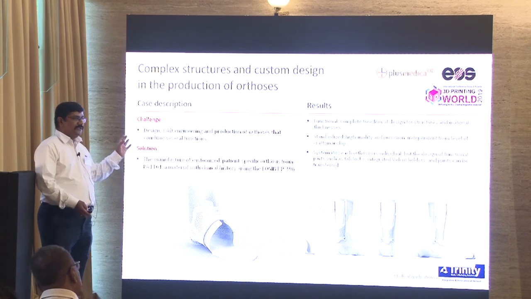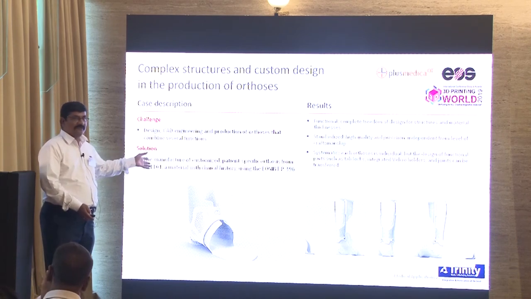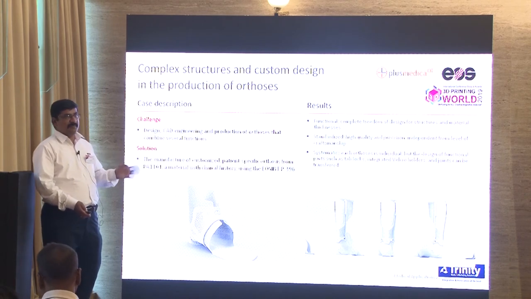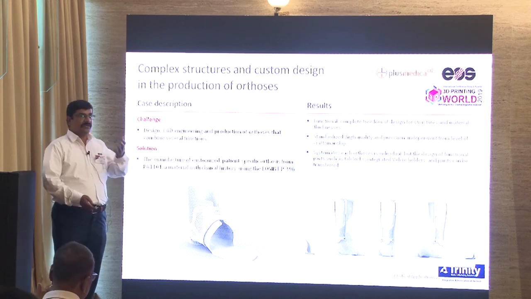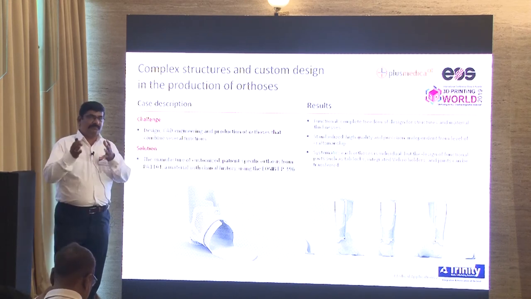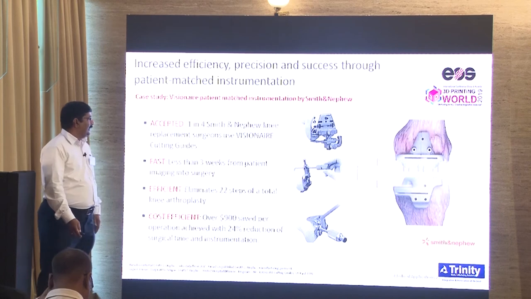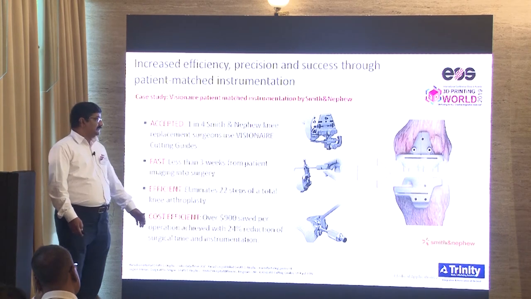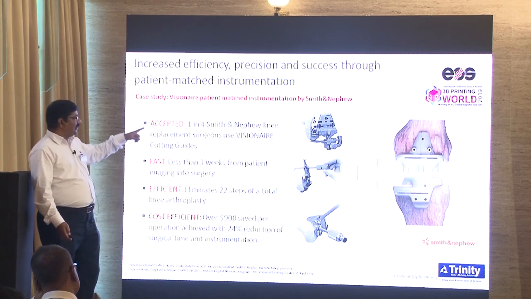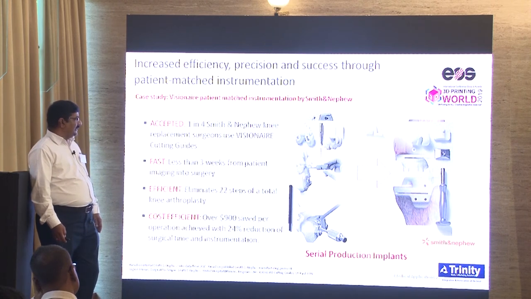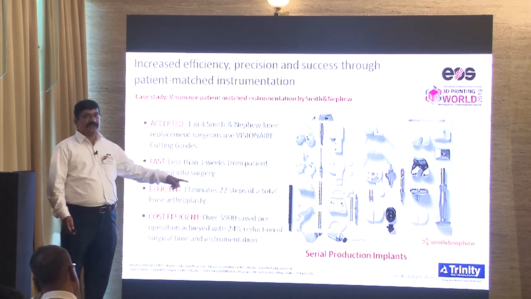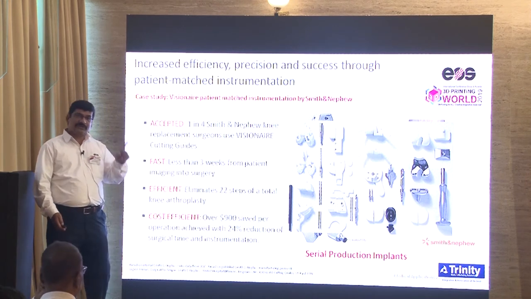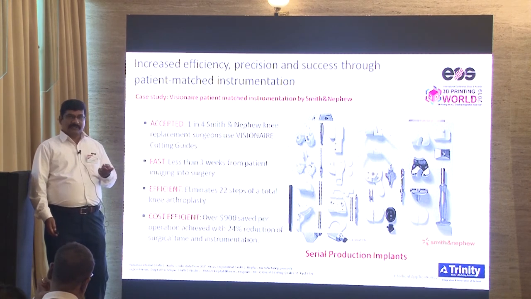In Europe, we do a lot of these kinds of designs, depending on the area or how the polio affected the patients. Again, it is the spine space guides, but along with the guides, you have so many other things which come out. Those things can also be 3D printed.